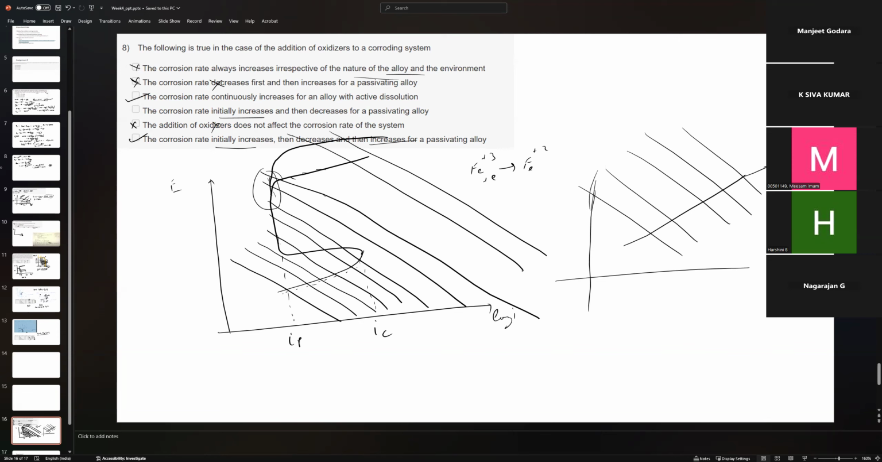And corrosion initiation decreases for a passive forming alloy. So after a certain point, it starts to increase again. So this is like a subset of this. After increasing it further, it starts to increase again. So that's why these two were correct.